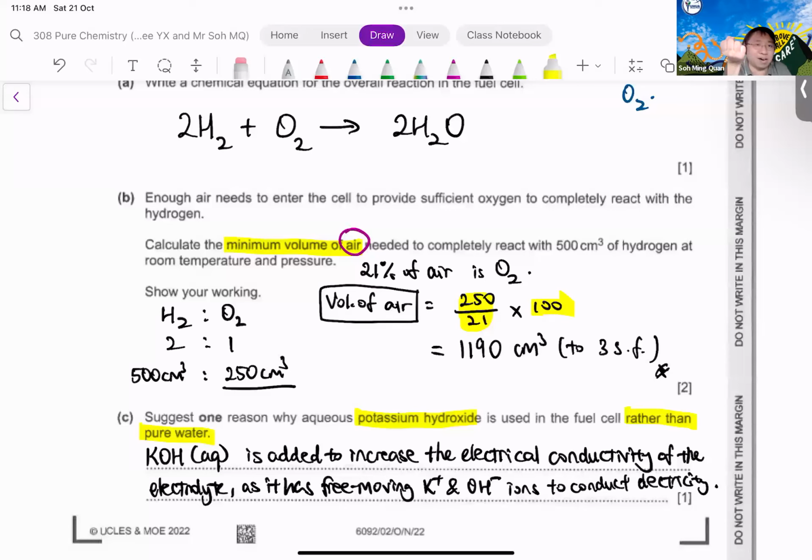So always ask yourself, what's the difference? What's the difference between A and B? That will give you the answer every single time. Every single time the question is worded like that, just ask yourself, what's the difference between A and B? Between potassium hydroxide and water. And once you have grasped the difference, you will be able to get the answer very, very quickly. Okay, so that's A, B, and C for the fuel cell.